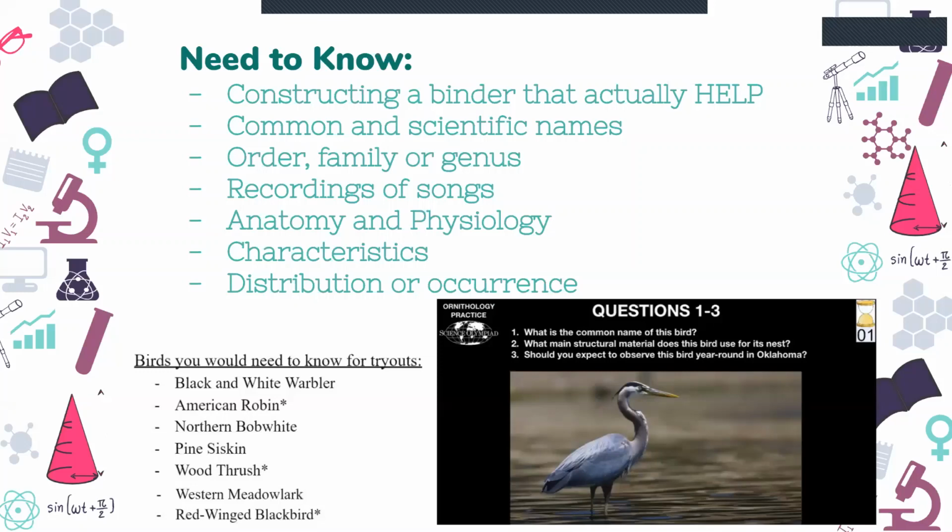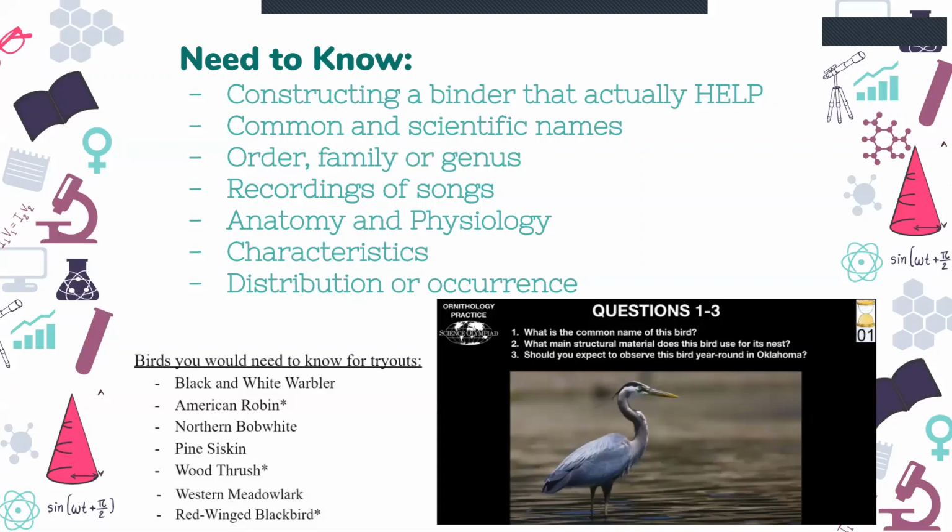And for more advanced questions, we'll ask you to find common characteristics between those birds. For example, what are the following birds that are in the same order or family? And a more advanced question could also be identifying the bird by listening to a recording of songs.